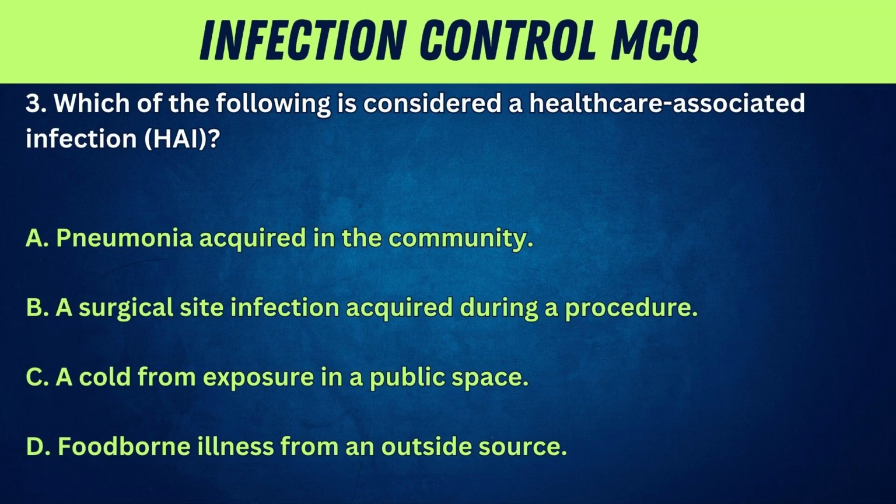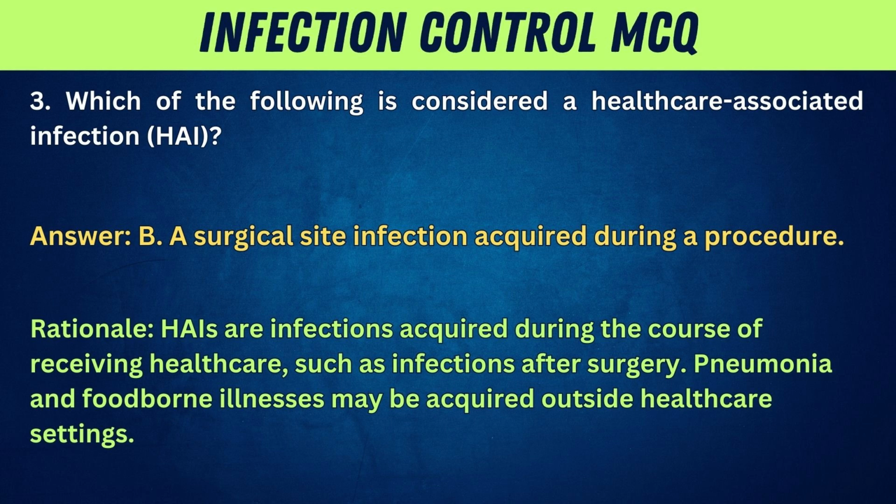3. Which of the following is considered a healthcare-associated infection, HAI? A. Pneumonia acquired in the community. B. A surgical site infection acquired during a procedure. C. A cold from exposure in a public space. D. Foodborne illness from an outside source. Answer: B. A surgical site infection acquired during a procedure.